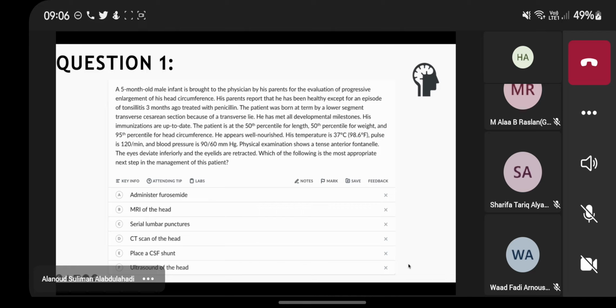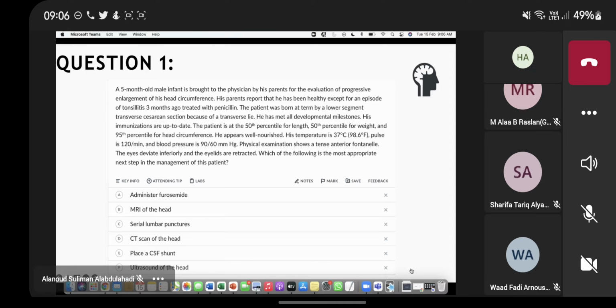A 5-month-old infant is brought to the physician by his parents for the evaluation of progressive enlargement of his head circumference. His parents report that he has been healthy except for an episode of tonsillitis 3 months ago, treated with penicillin. The patient is born at term by a lower segment transverse cesarean section because of a transverse lie. He has met all his development milestones. His immunizations are up to date. The patient is at 50th percentile for length, 50th percentile for weight, and 95th percentile for head circumference. He appears well nourished. His temperature is 37 degrees, pulse is 120, and blood pressure is 90 to 60.